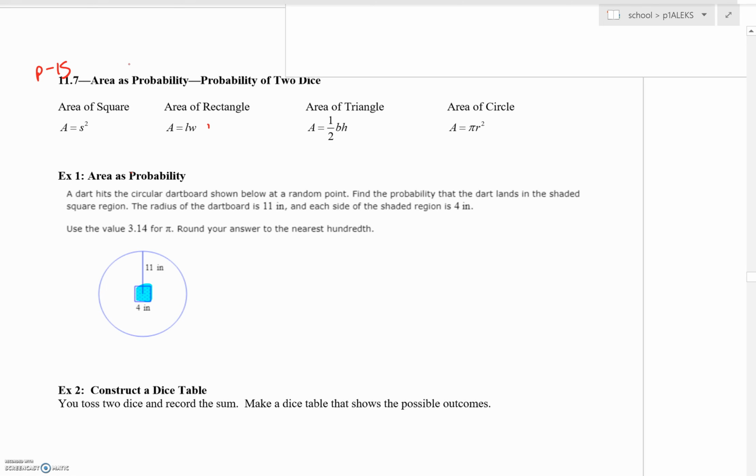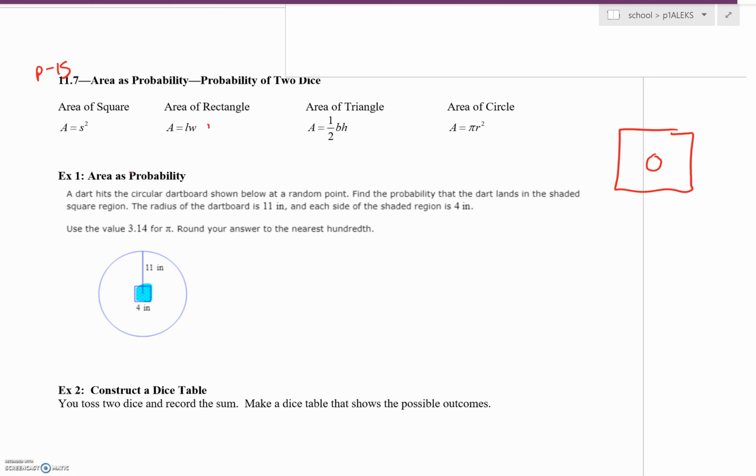In example 1, you can see that the little gray shape is a square, the big shape is a circle, but in all truth, you're going to see different scenarios. It's not always going to look like that. You might see that your big shape is a square and your little shaded region could be a circle. You could get two circles. You could have a circle inside of a circle, just like so.